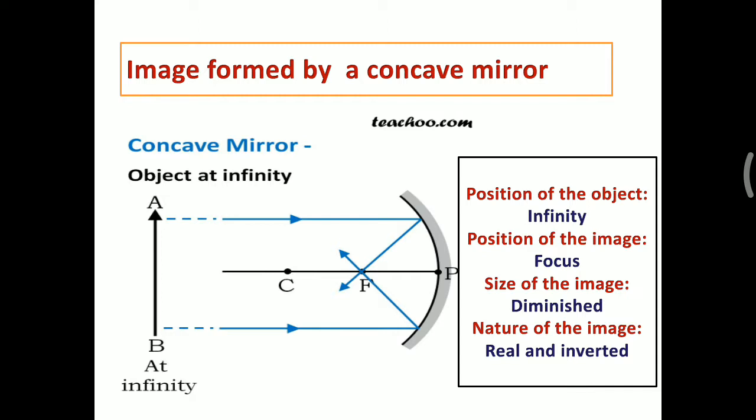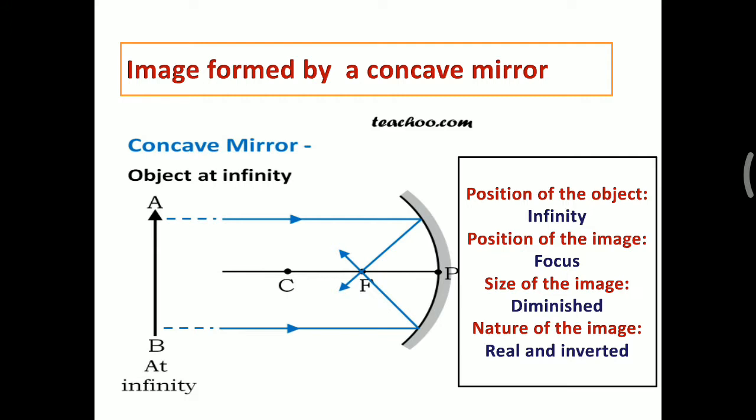The size of the image: comparing to the size of the object, the size of the image is very small, point sized. So compared to the object, it is diminished, and I wrote diminished. The nature of the image is real and inverted.